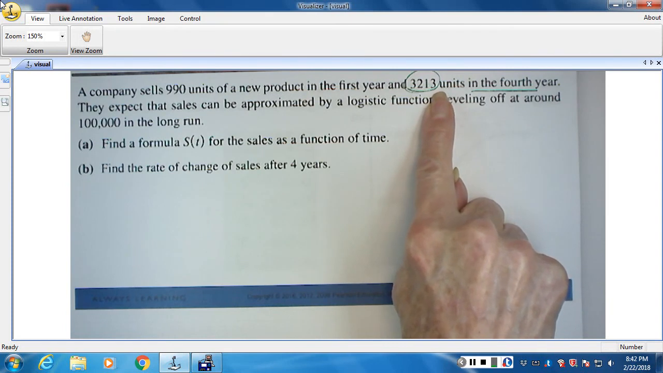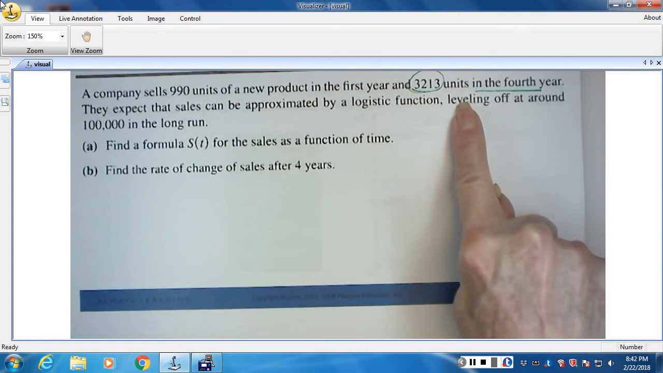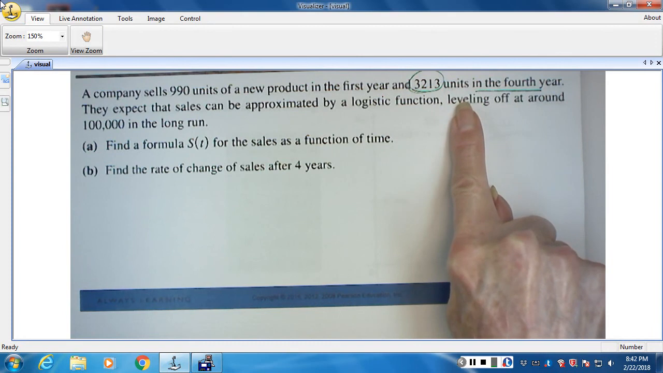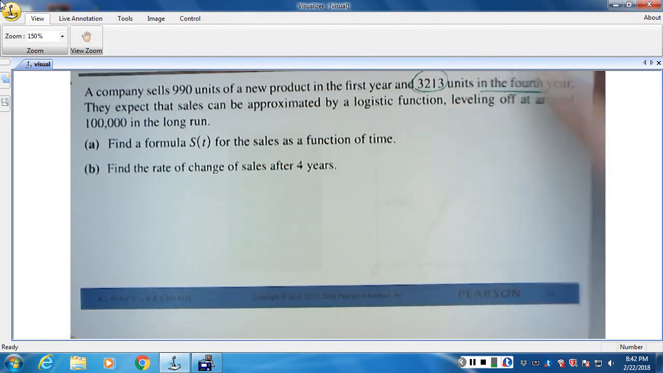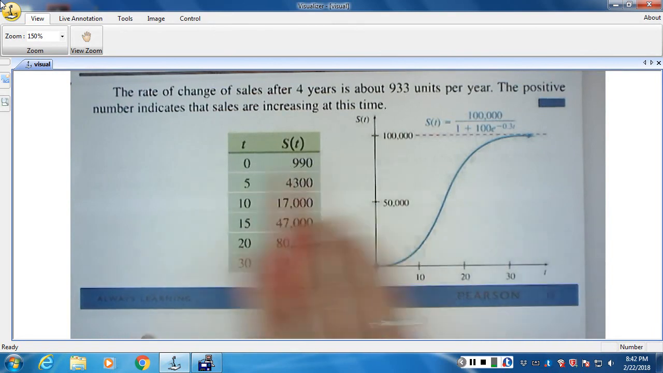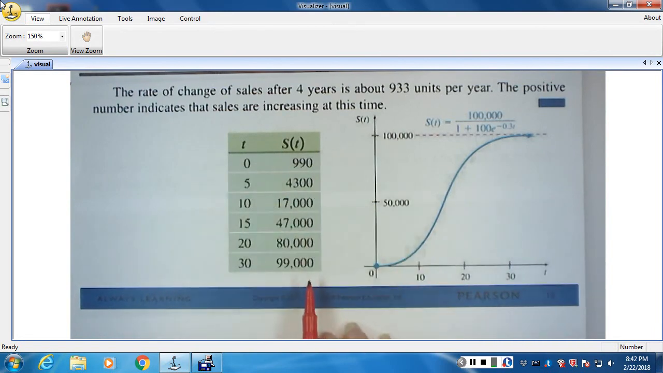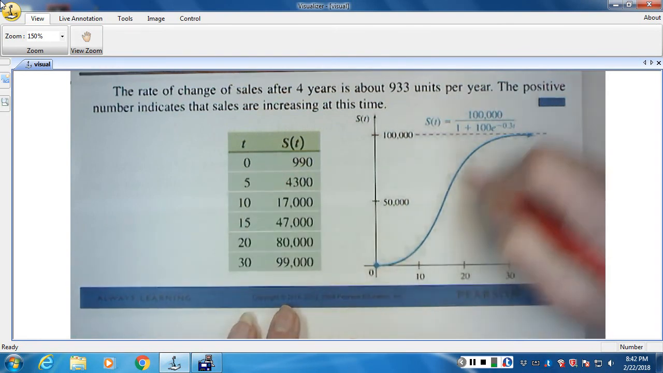They'd like to know that too, because obviously their sales have been increasing pretty good, but what's going to happen in the 5th year? Are their sales going to continue to increase, or are they going to start to level off? Well, as it turns out, if you just plug that formula in, you can plug in all the years you want to. This is what a logistic curve really looks like.